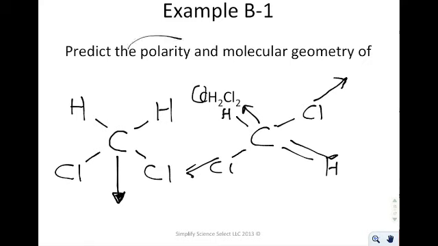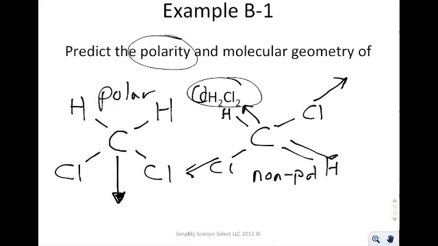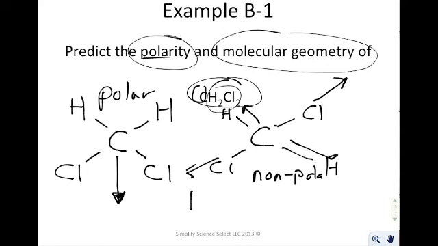So you can't really predict the polarity based solely on this because it can be either polar or nonpolar. This version is polar. This version is nonpolar. So you don't have enough information to determine the polarity, but you can predict the molecular geometry regardless. There are 4 bonds to the central atom, so you know it's going to be tetrahedral.